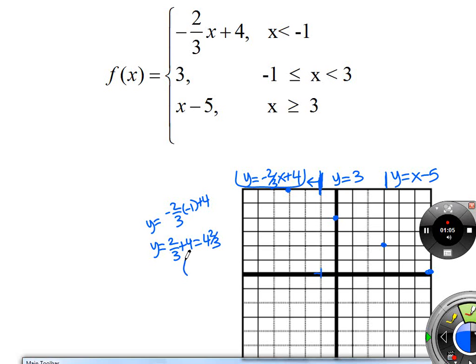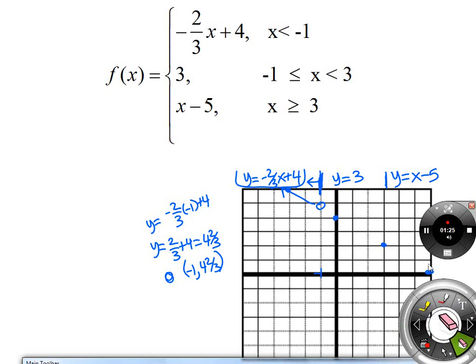So I know for this function, when I plug in -1, I'm getting 4 2/3. But it's not equal to -1, it's just less than. So this is just an open boundary point at (-1, 4 2/3), which would be right there. So this line is going to exist there, and I'm going to erase the other points that are outside of the boundary that I want.